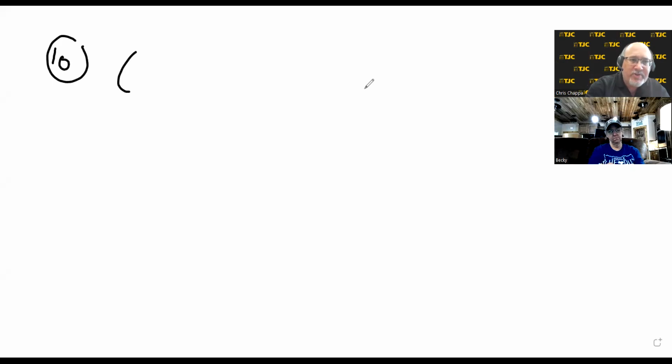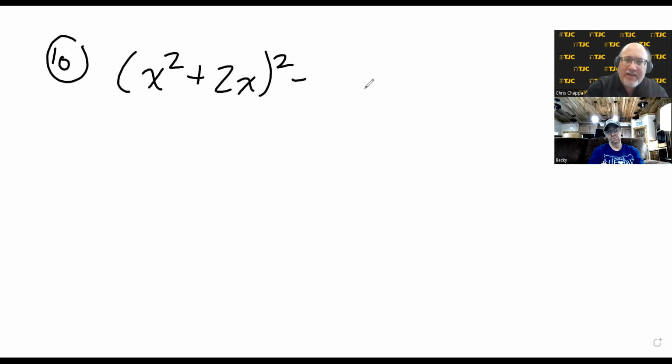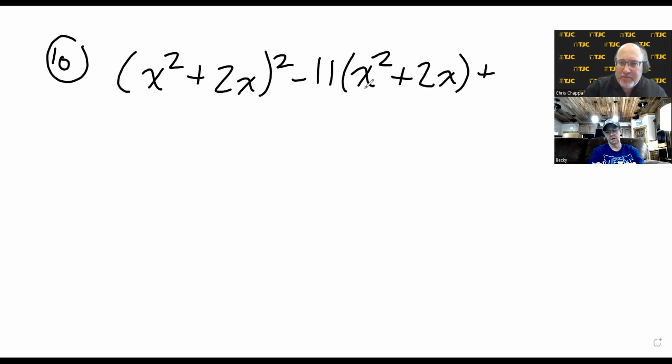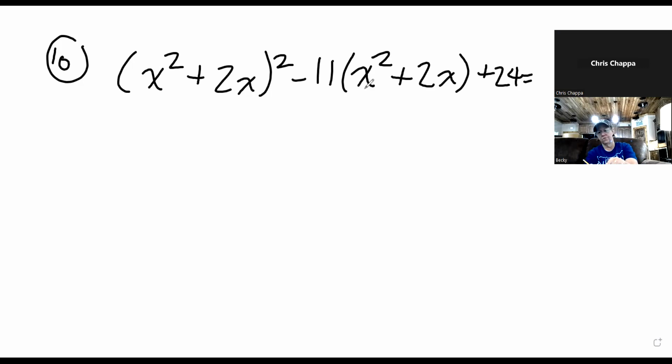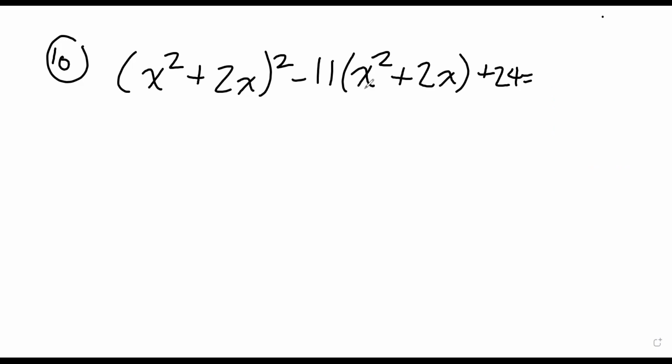It is in parentheses x squared plus 2x, and all that is squared, minus 11 times the exact same parentheses. The fact that the parentheses match is something we're going to take advantage of. Plus 24 equals 0. I did say 24. Let me turn my video back on.